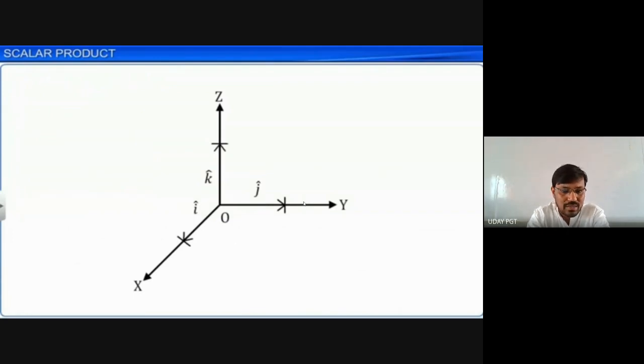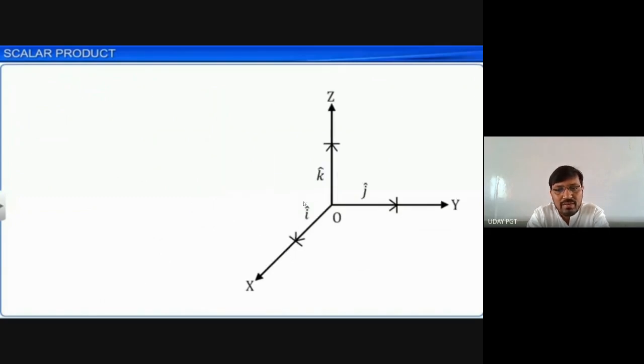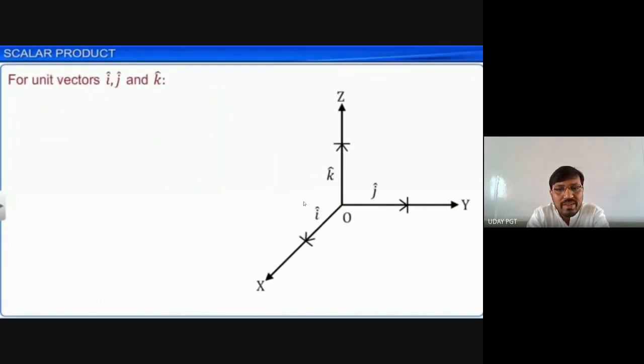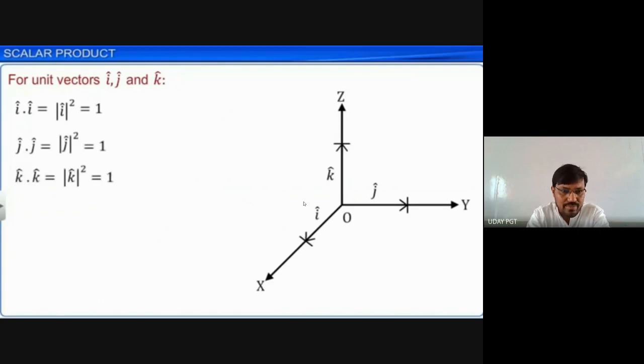Let us see here. In three-dimensional space, whenever you are taking the unit vectors along the x-axis, y-axis, z-axis coordinate axes, they will be represented as i, j, k. These are the unit vectors. What is meant by unit vector? A unit vector is nothing but a vector whose magnitude is equal to 1.